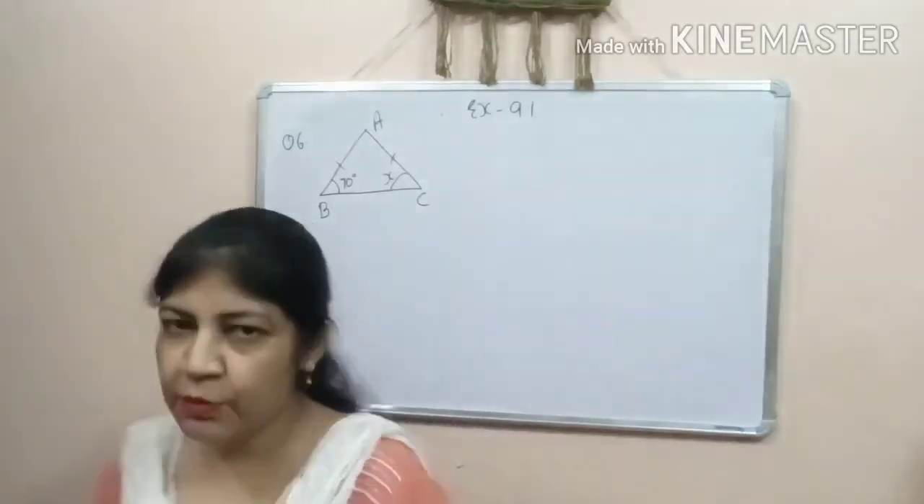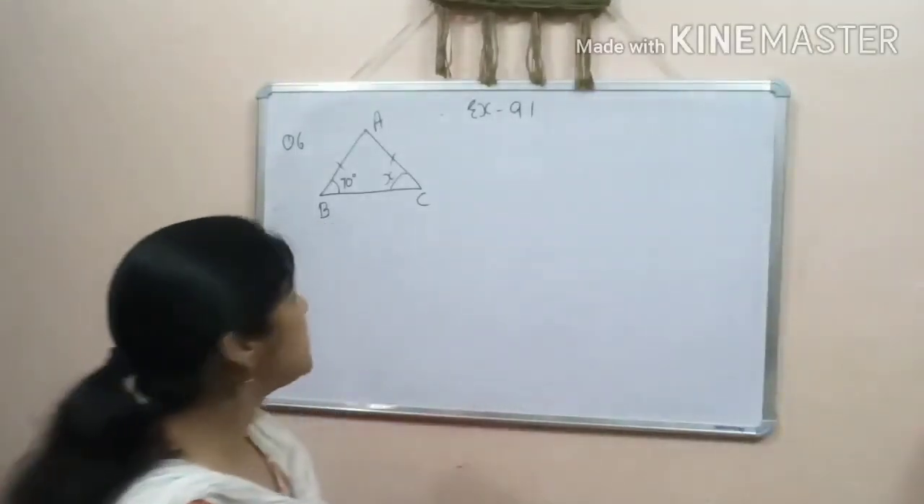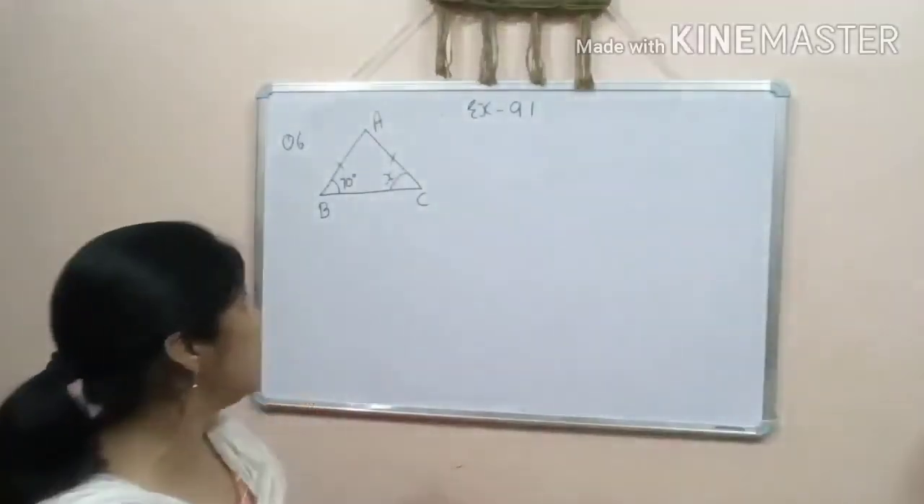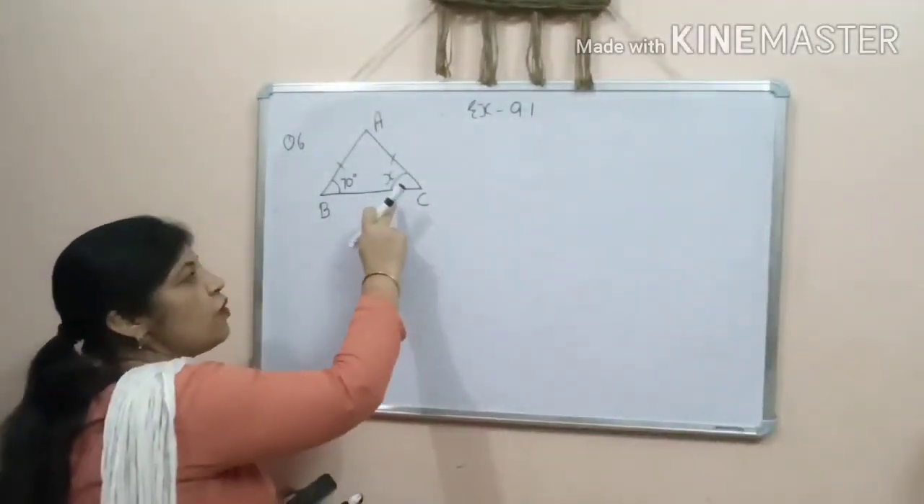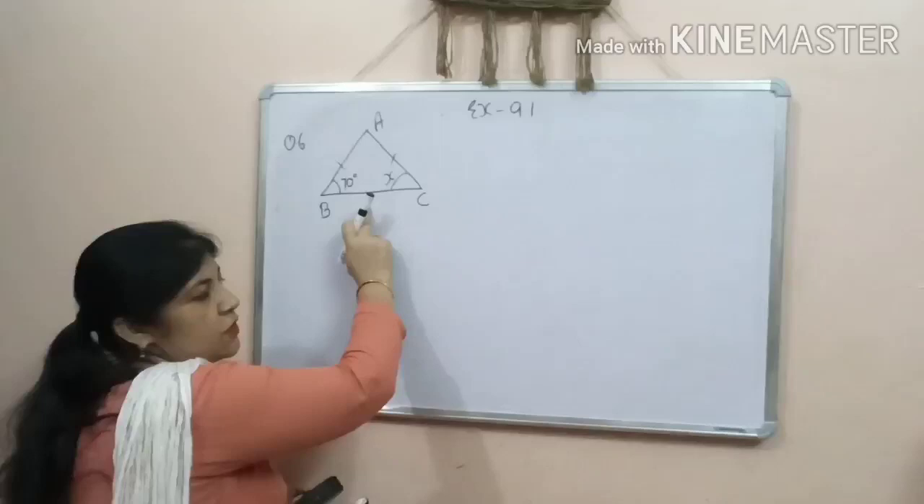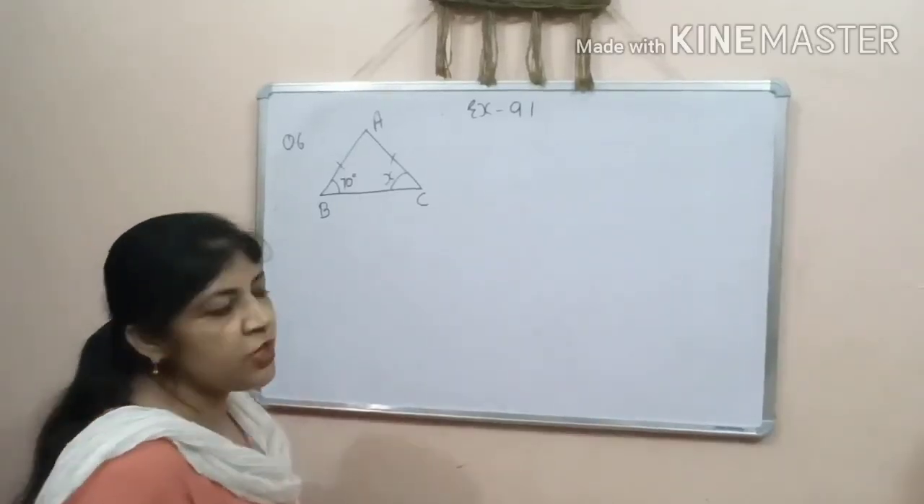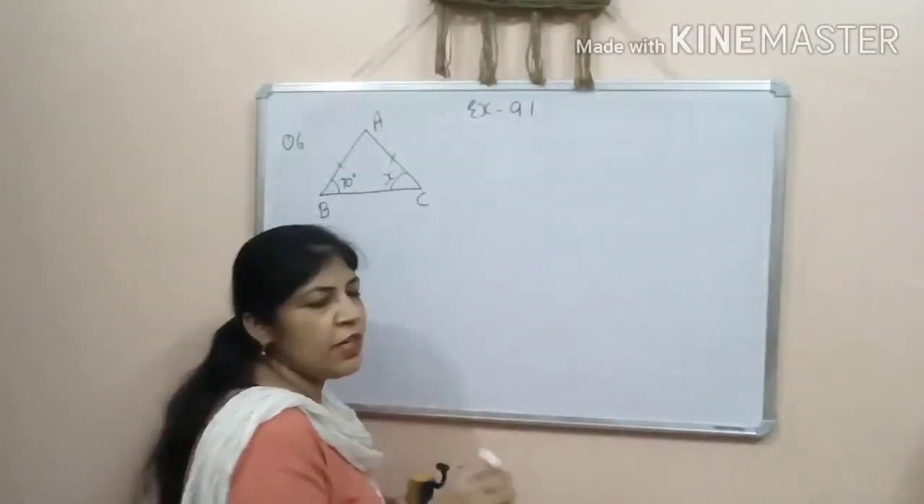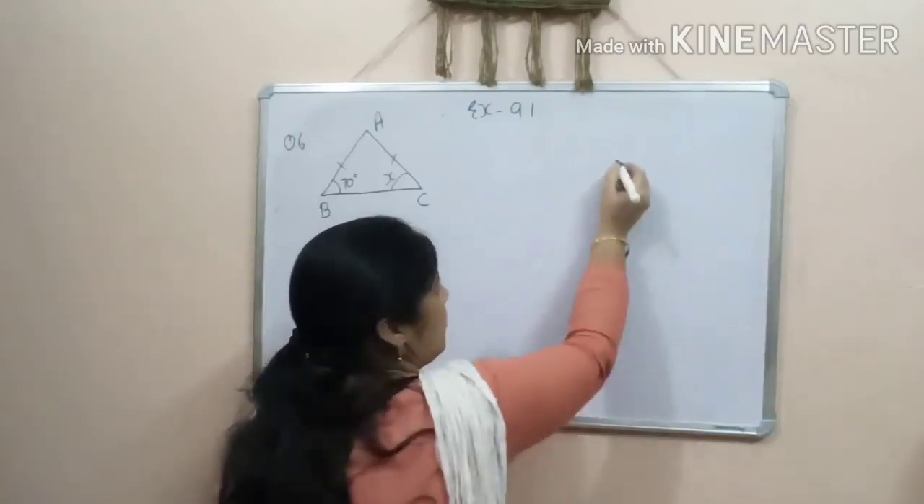Students, I am going to do question number 6 of exercise 9.1. Find the value of x in this question. Before doing this question, I am going to tell you one property of a triangle.